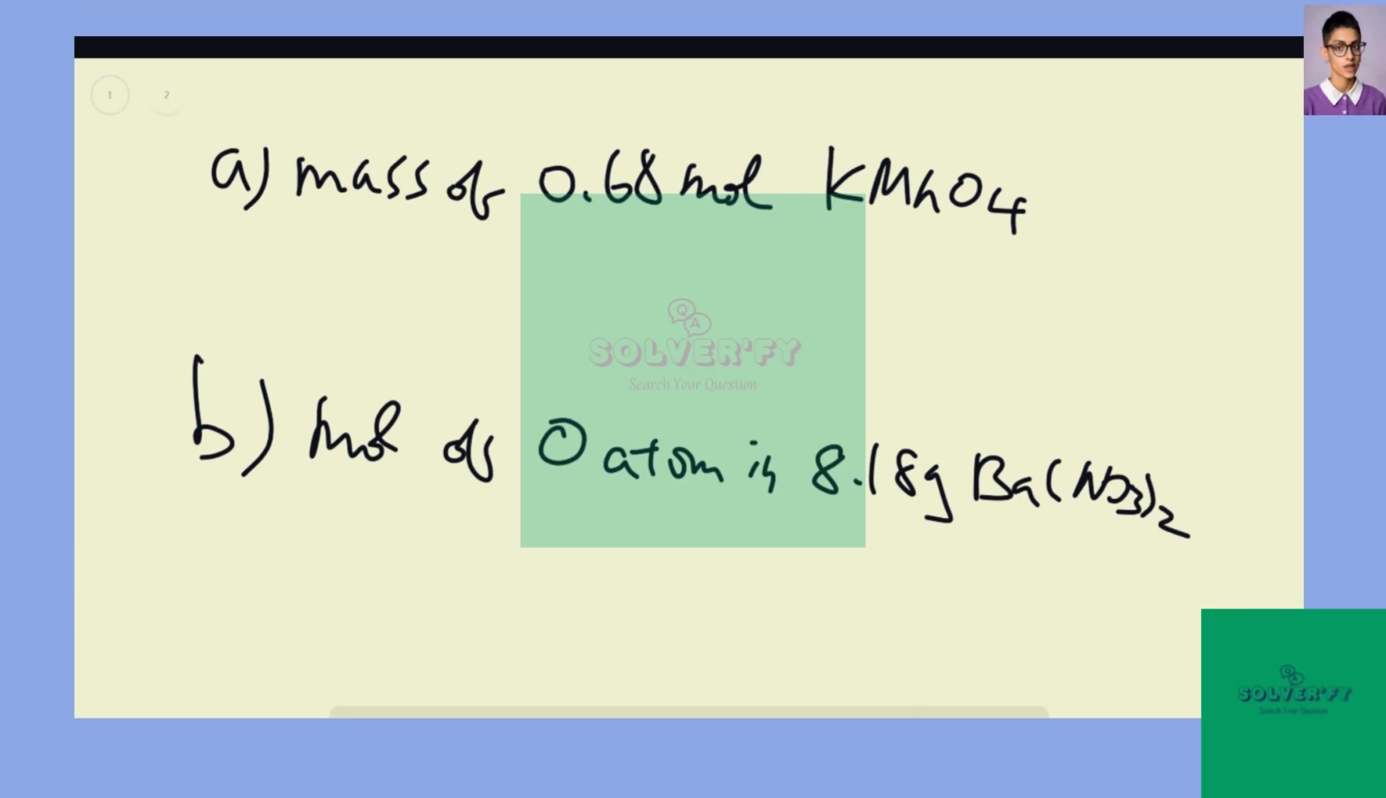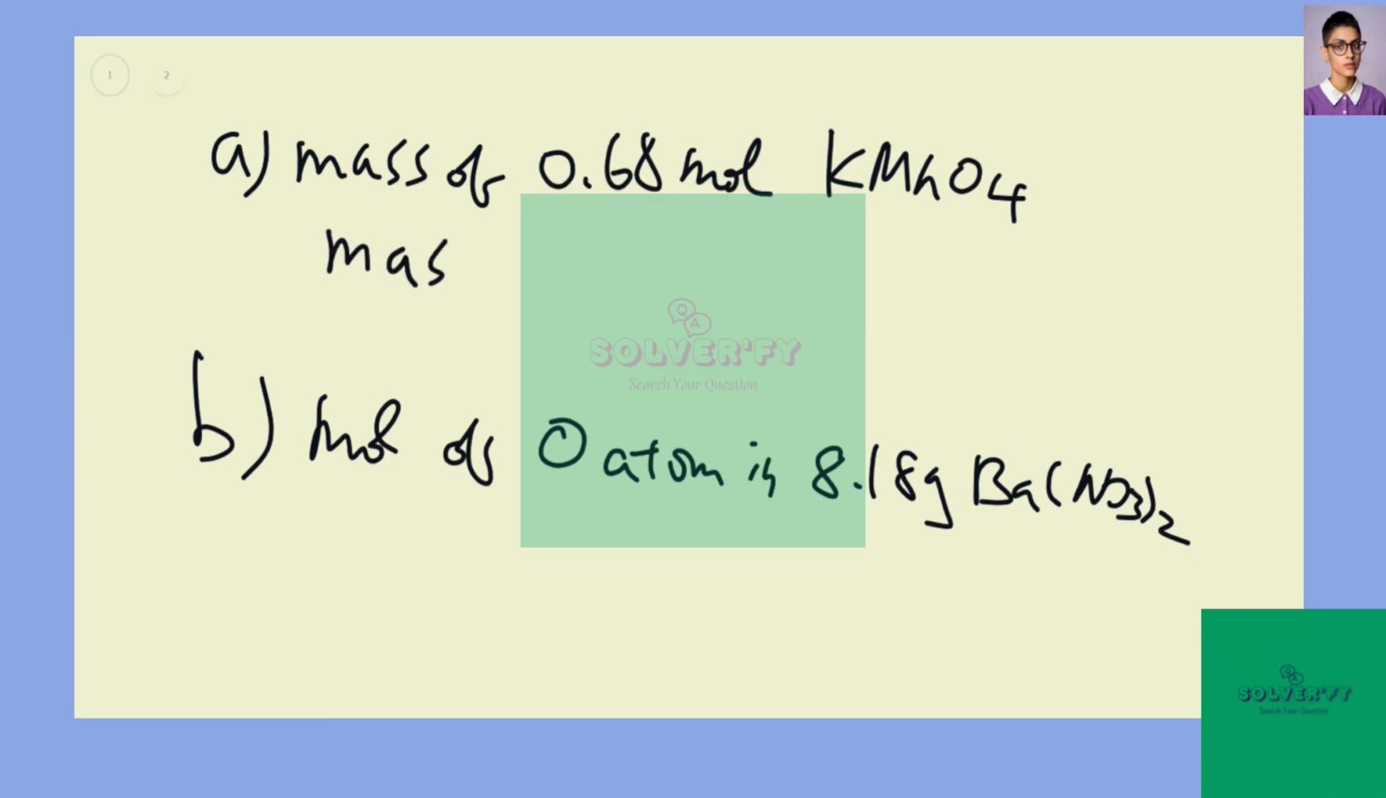Okay, so we have to find the mass of 0.68 mole of potassium permanganate. So again, for mass, it is always equal to the number of moles times molar mass. We just need to find out the molar mass of potassium permanganate.